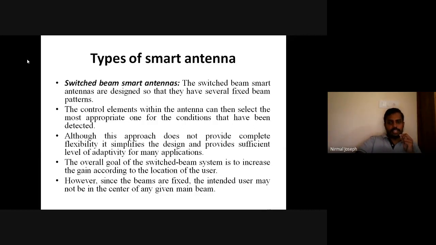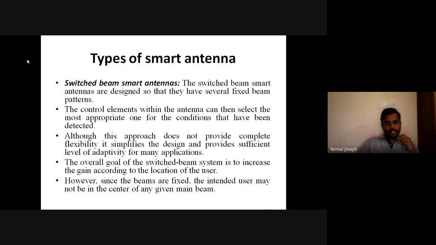The control elements within the antenna can select the most appropriate beam for the conditions that have been detected. That's just the example I told already. If the location is at 12 degree and the antenna has only 15 degree switching, then it will move from 0 degree to 15 degree, since 15 degree is nearer to 12 degree. Then suppose the receiver changed its position to 29 degrees. Then the antenna will switch to the next 15, to 30 degrees, since it is nearer to 29 degrees. So it is jumping from one position to another position. In between, it cannot locate any positions.